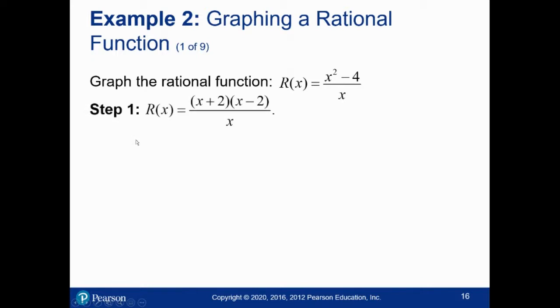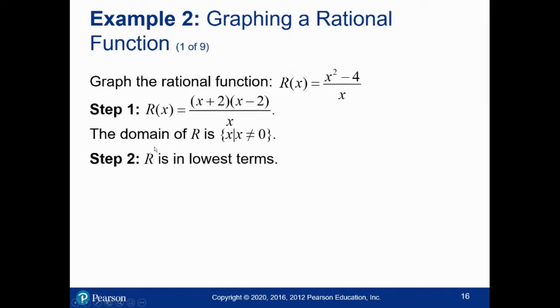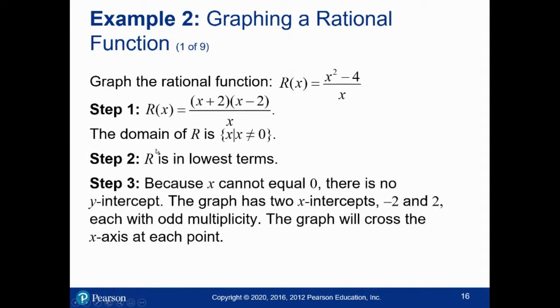So step 1 is factor everything. The numerator factors as a difference of two squares. The denominator is just an x. It's already factored. So then we ask, what's the domain? Everything but 0. It is in lowest terms. There's no cancellation to do, which means we can go right to finding intercepts.